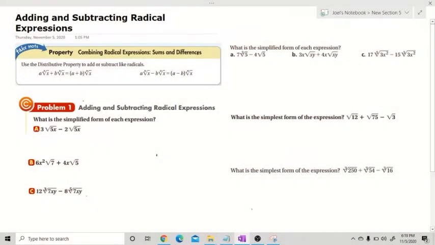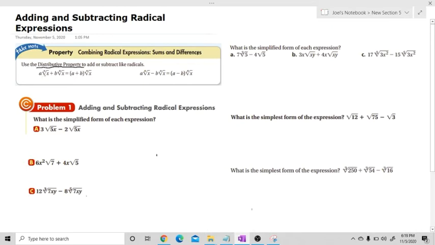Hello math learners! In this video, we will discuss adding and subtracting radical expressions. In adding and subtracting radical expressions, we will follow the given property. It is the distributive property. We have two examples here.